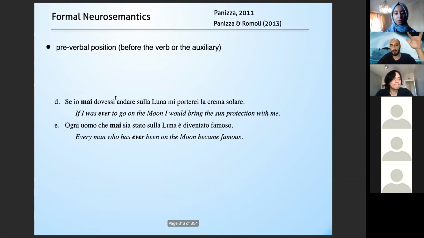Now, "mai" has a further interesting property. So you might say, okay, but then "mai" is not an NPI. It's an N-word, like nessuno, like niente, like all these words, right? Now, there is this particular property of "mai", which I think even makes it different from Spanish "nunca", that it can be used with a purely non-negative meaning.